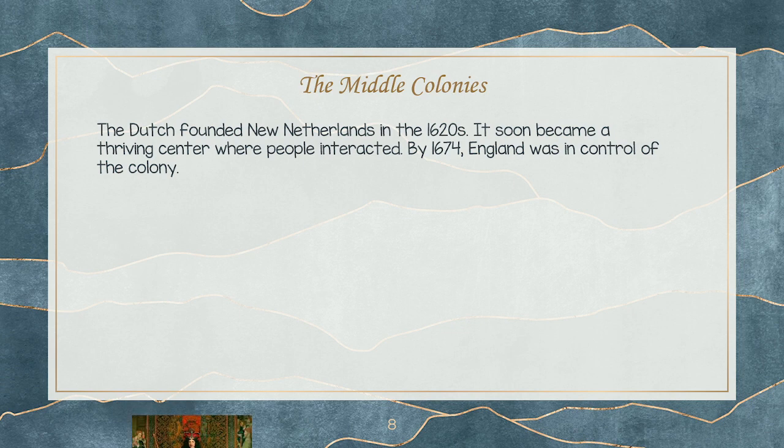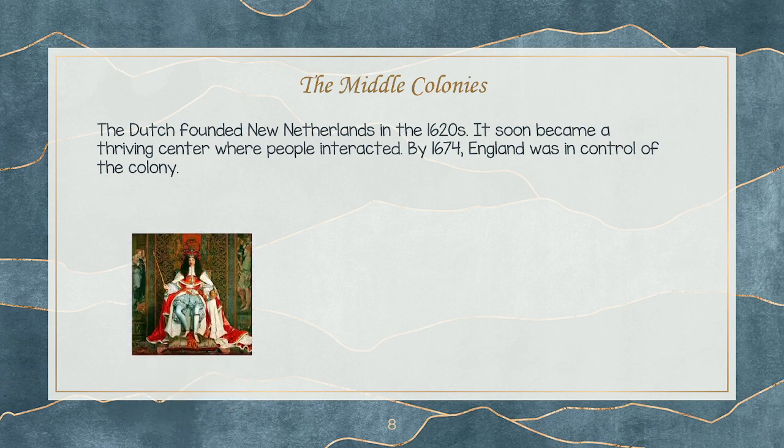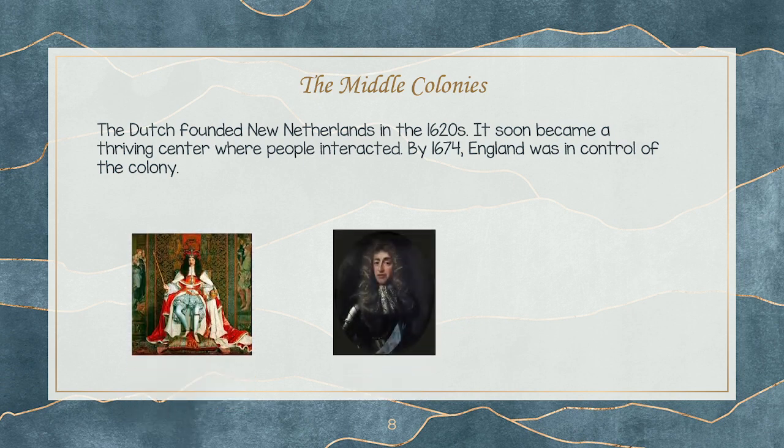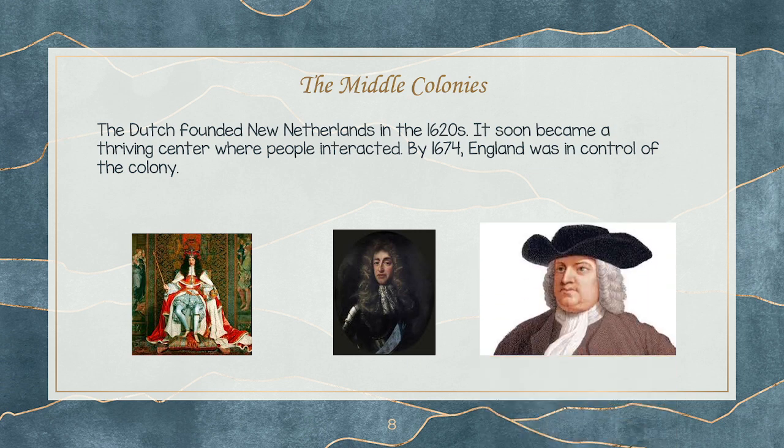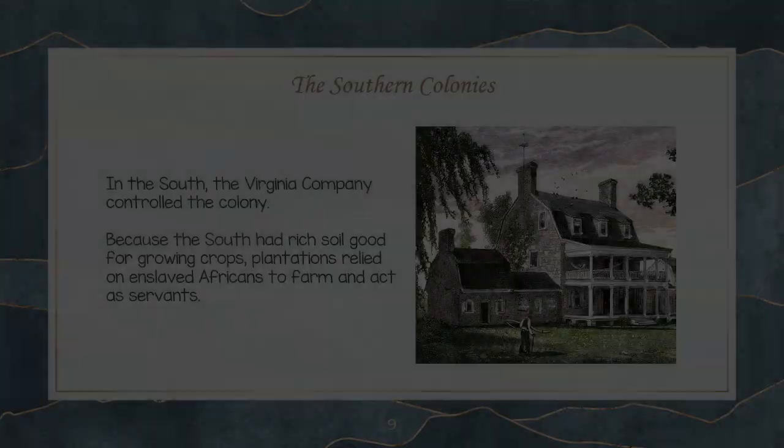Let's talk about the middle colonies. The Dutch founded New Netherland in the 1620s. It soon became a thriving center where people interacted. And by 1674, England was in control of the colony.